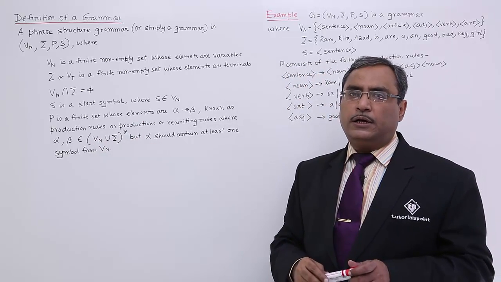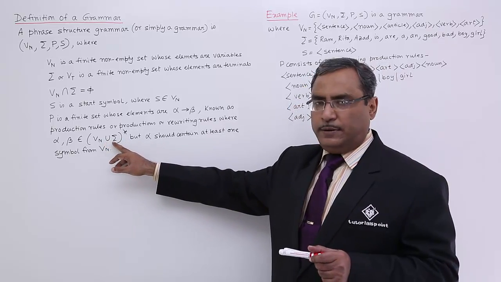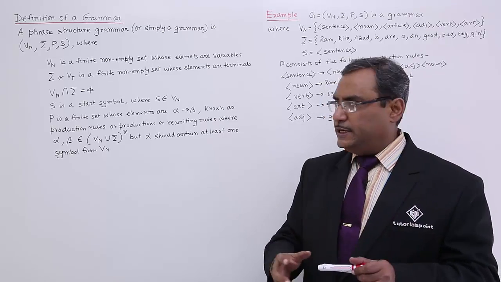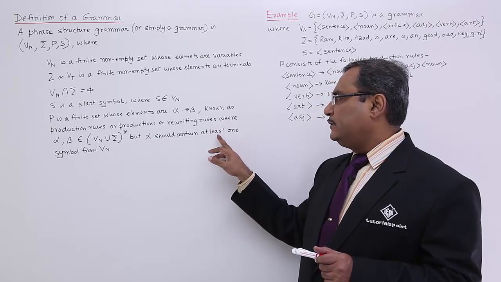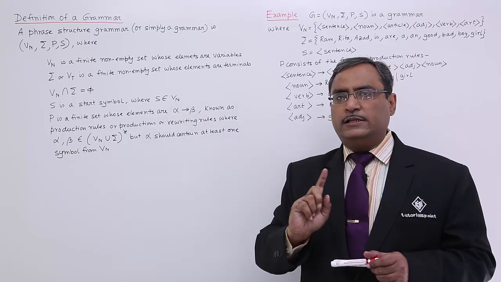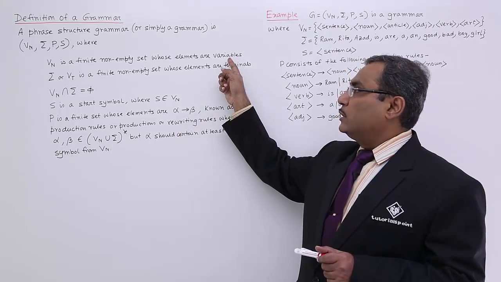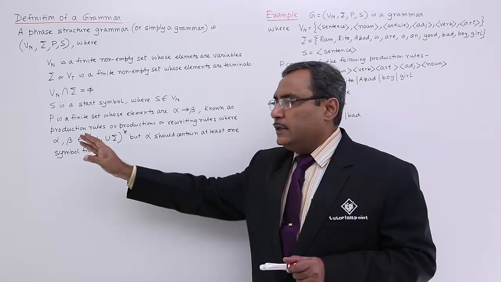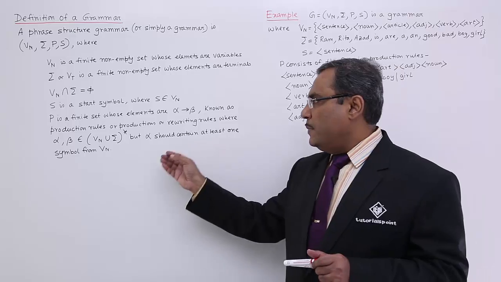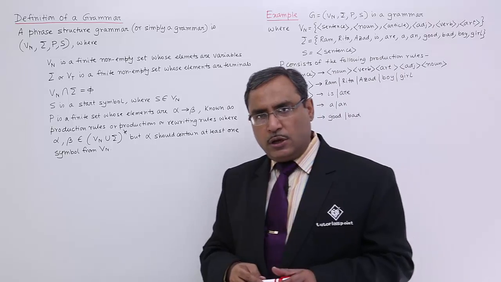That means alpha and beta should contain elements from Vn union sigma. That means terminals and non-terminals will be there in alpha and beta, but alpha should contain at least one symbol from Vn. So, the left hand side, that is alpha, should contain at least one symbol from Vn, that is the set of non-terminals or variables, and beta has no such constraint. That means any symbol from terminals and non-terminals may participate in beta. So, that is my production rules, or productions, or rewriting rules.